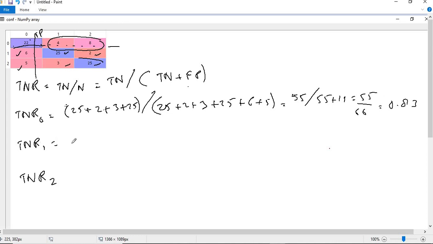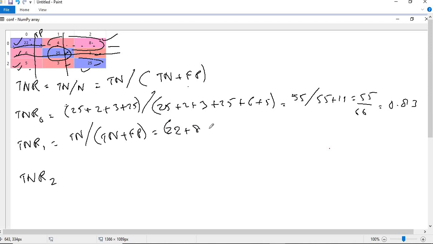Now, true negative rate for class 1. If you take this class, you draw a horizontal and perpendicular line. So this will be true negative divided by true negative plus false positive. True negative will be this, this, this, and this. For class 1, this is my true positive, and 22 plus 8 plus 5 plus 25 will be my true negative.